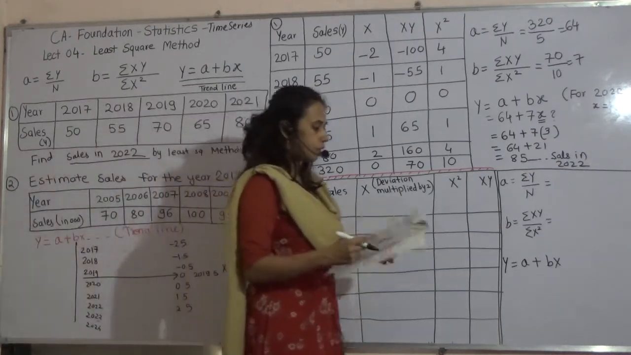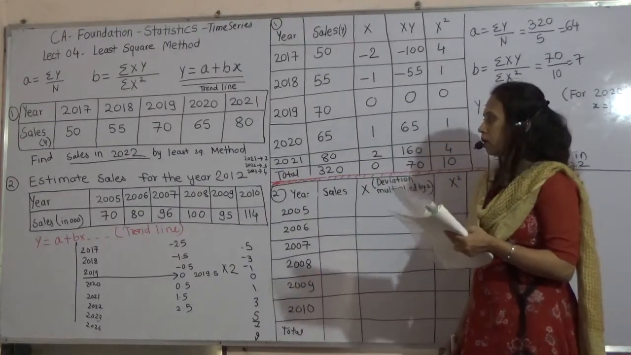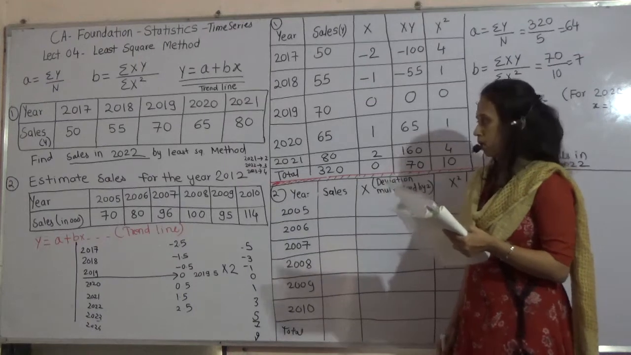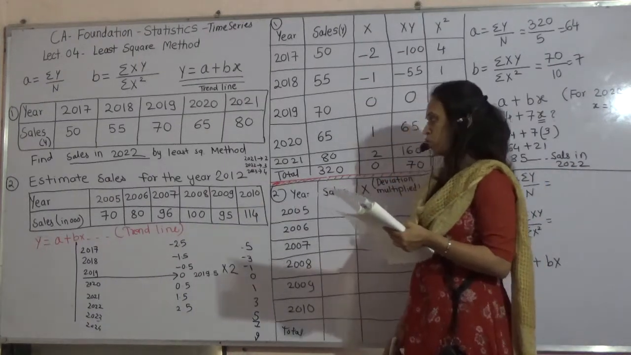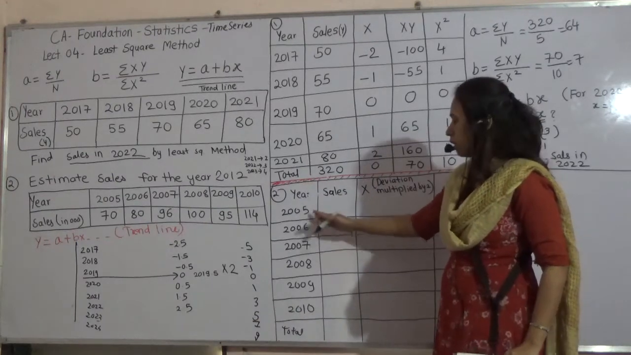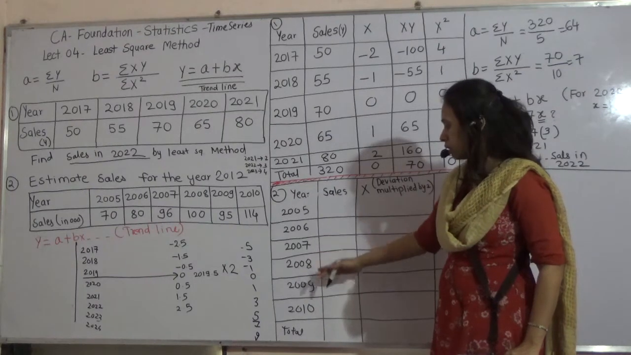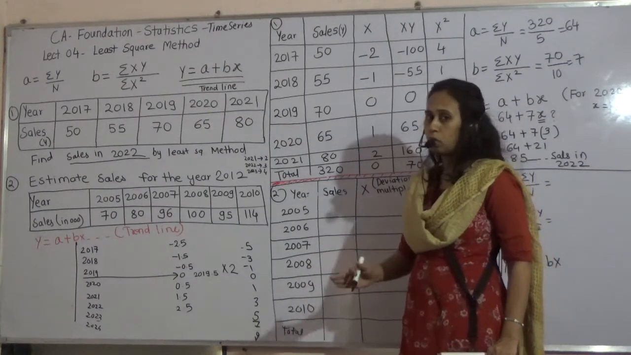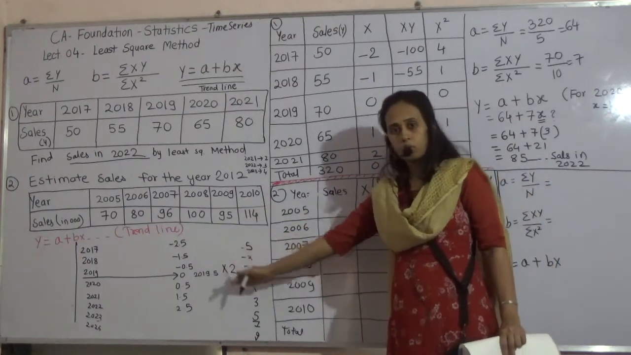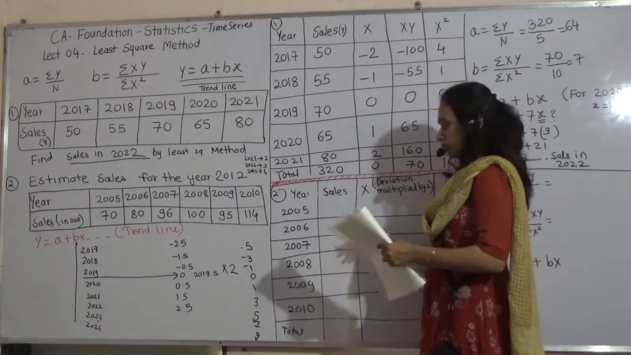See the next problem. Second problem. Estimate sales for the year 2012. Year have been given, total 6 years have been provided. I have written as it is 2005, 2006, 7, 8, 9, 10. Total 6 years are there. 6 years means what? Here it is given figure. I have just discussed you how to calculate that. Same problem we are going to do it now.